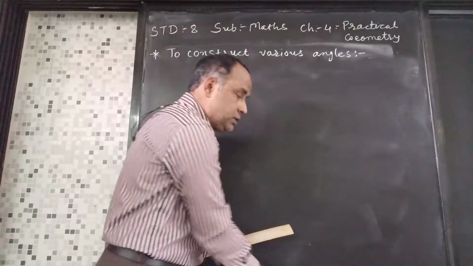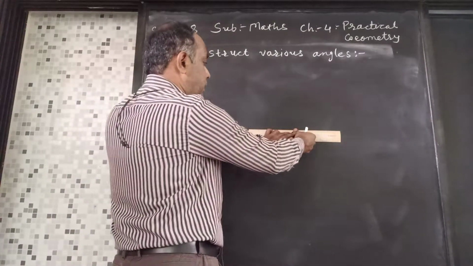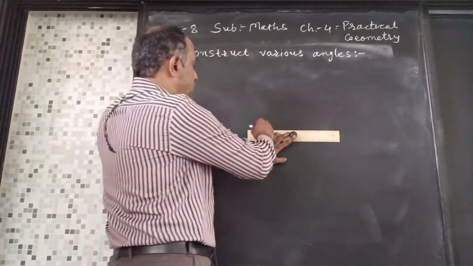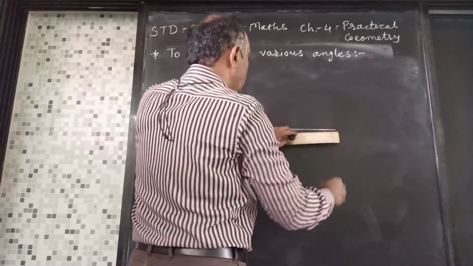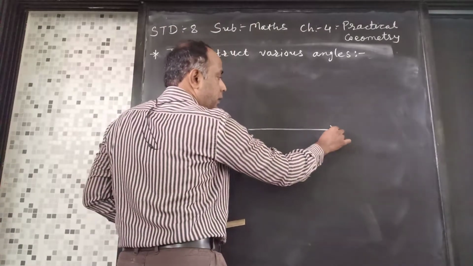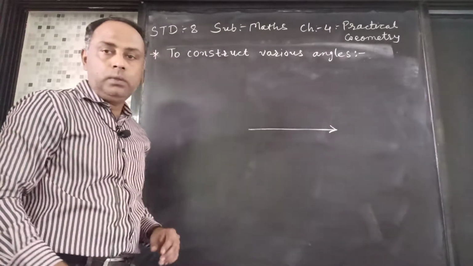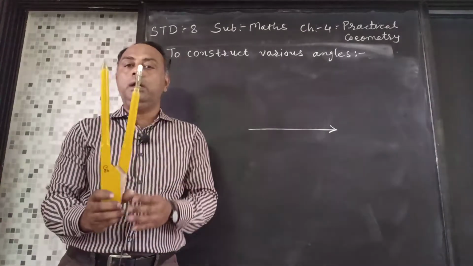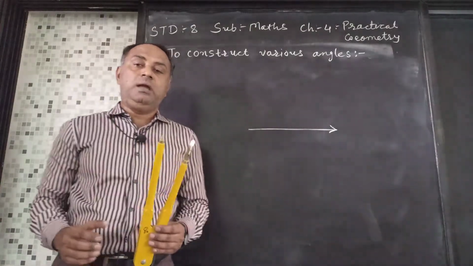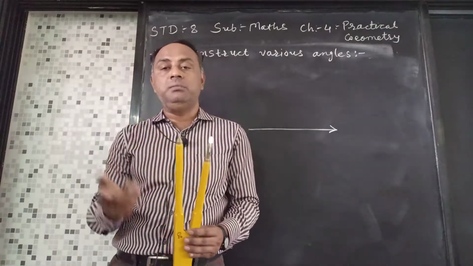First of all, to construct various angles, I'll draw this simple ray. So friends, you just see on your notebook line. On your notebook line, you are required to draw this ray. Okay, draw it on your notebook line only. Now, take an arbitrary radius. Arbitrary radius means a radius of your choice. The length can be set by you.